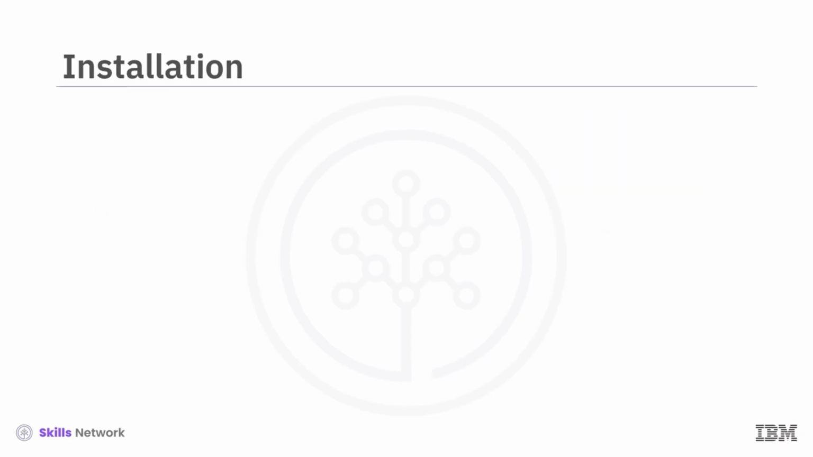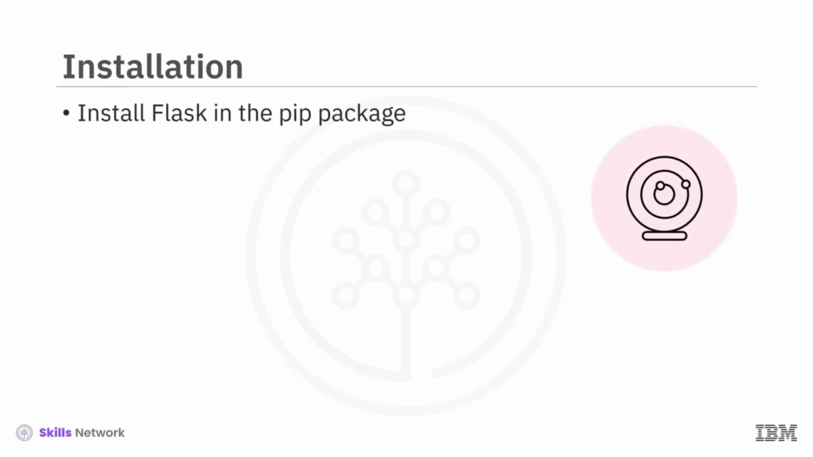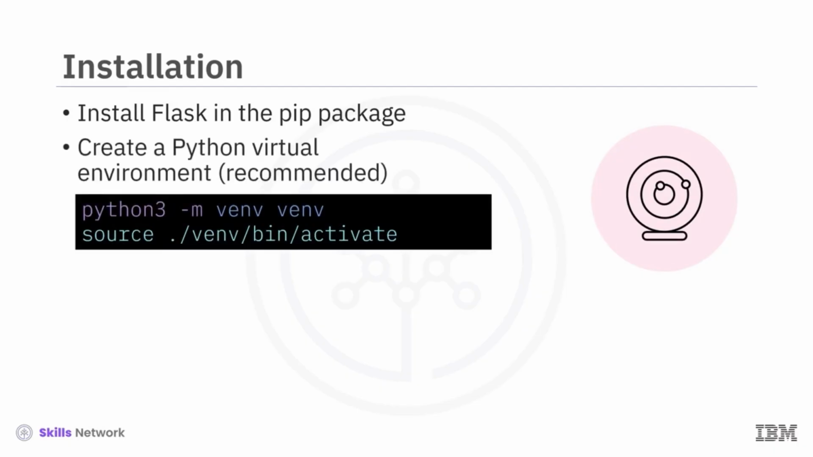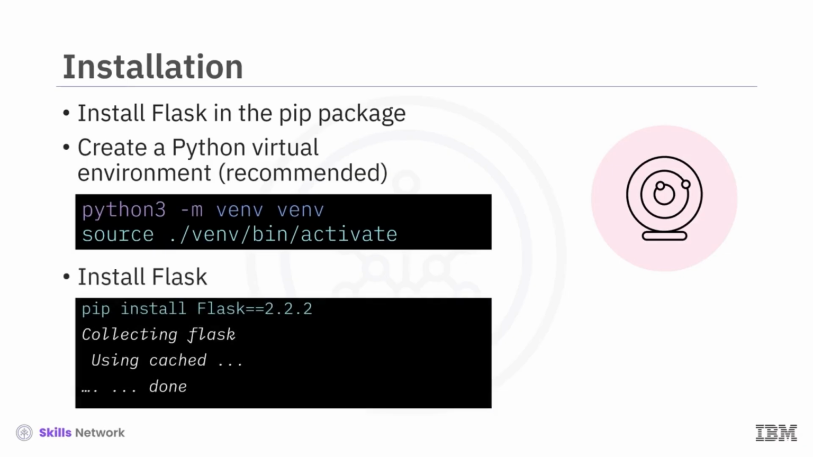Flask is available on the Python package manager called pip, and pip is available in the lab environment. However, if installing on your machines, it is recommended that you first create a virtual environment using the venv or pipenv module. You can install Flask version 2.2.2.